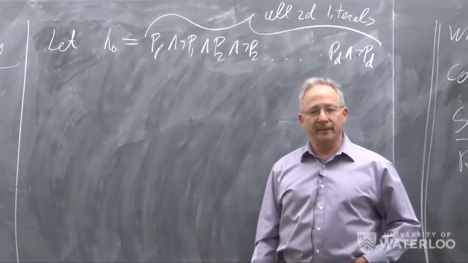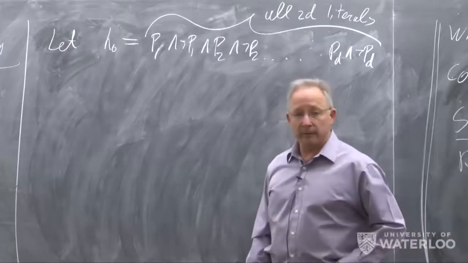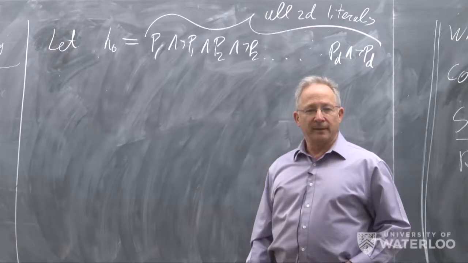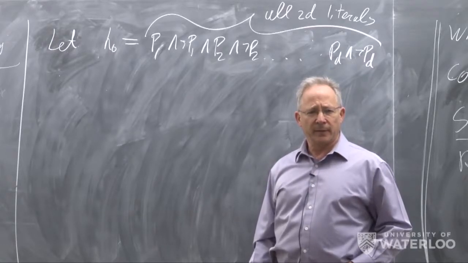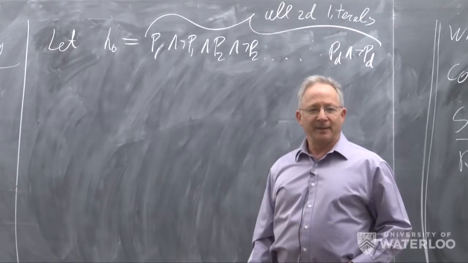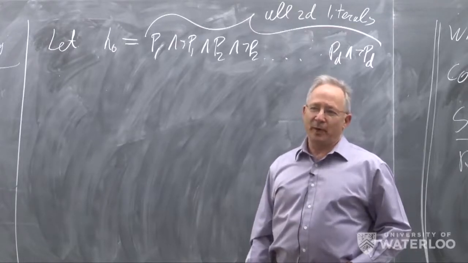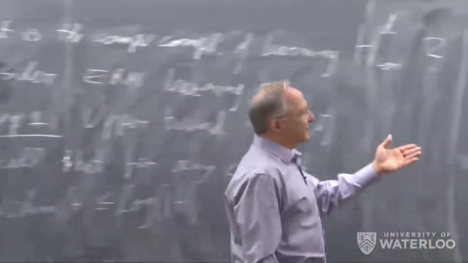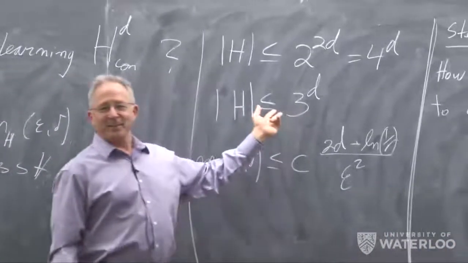So is this still a conjunction? Why not? Well, because we said in the bound 3 to the power of d, right? So we can either include nothing, p1 or not p1. But we can include p1 and not p1. So it's 4 of the possibilities. Right. So it's true that in this bound, what he's saying, I cheated.